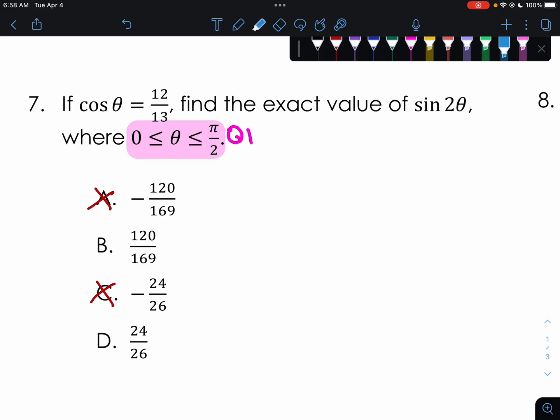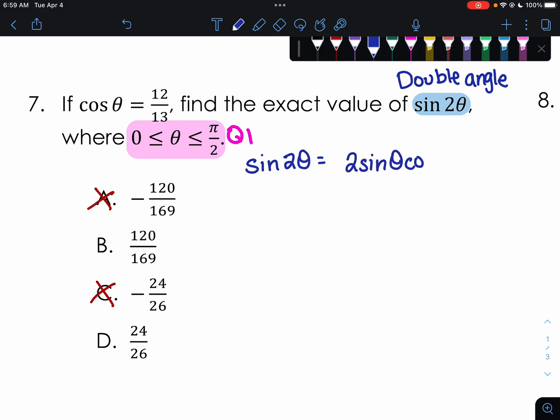What also is important is that we see sine of 2 theta, which tells us that we need to use the double angle formula. So the double angle formula for sine is sine of 2 theta is equal to 2 times sine theta times cosine theta.